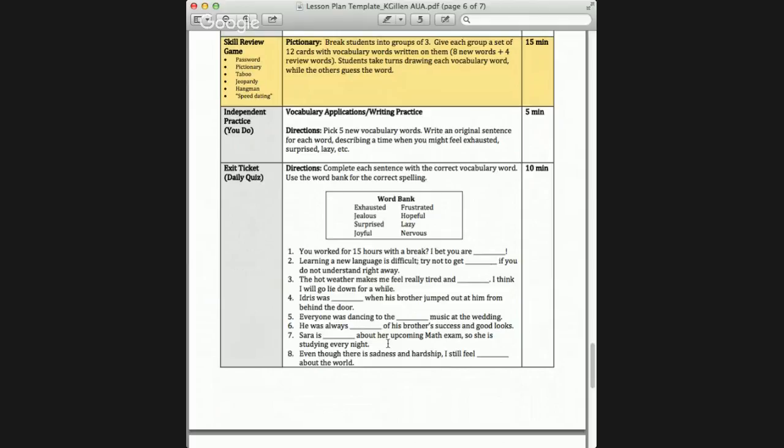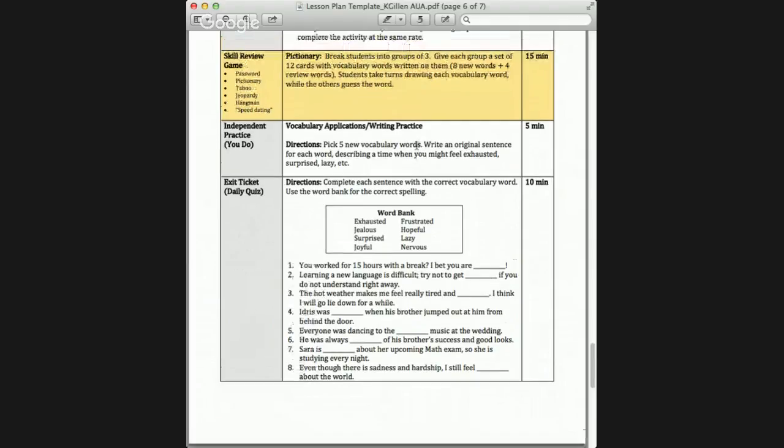So I'm breaking students into groups of 3, giving each group a set of 12 cards with vocabulary words written on them. And I would probably make these the night before, just on index cards. Students will pick a card, and their partner won't be able to see the word. They'll try to draw something that represents it, and their partner will try to guess it. So it's just a fun way to review vocabulary in the middle of the lesson. And again, I'm going to have students do that for about 15 minutes in groups of 3.